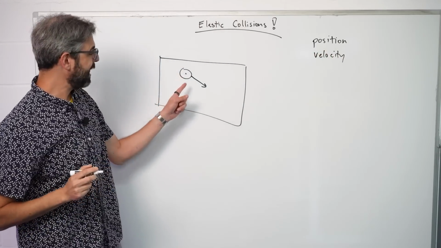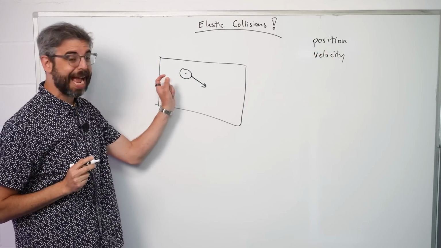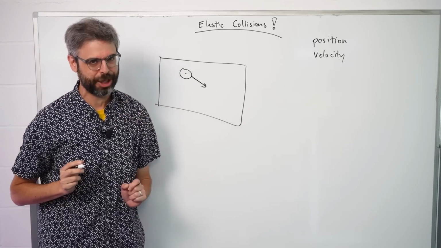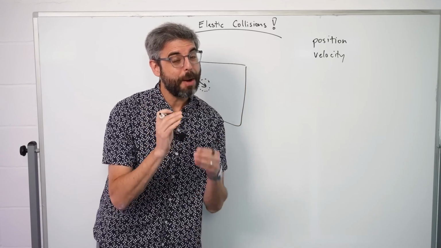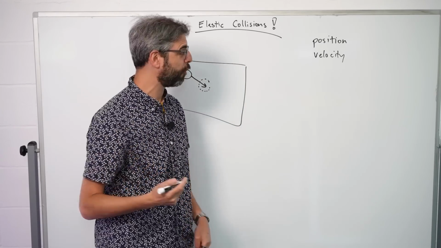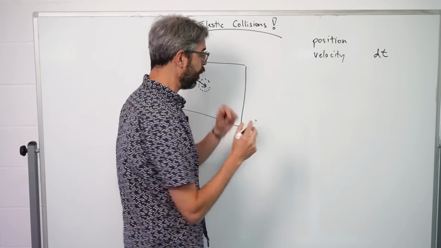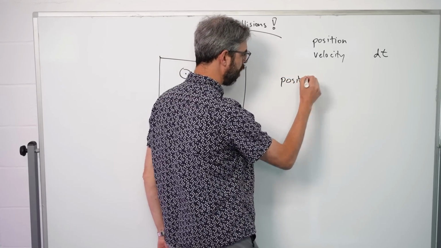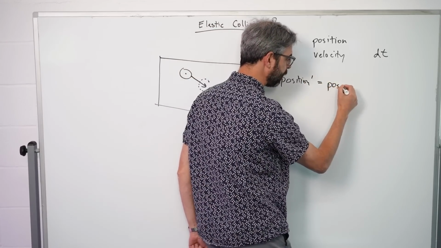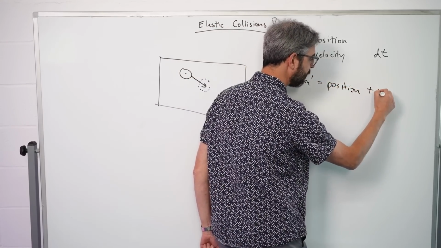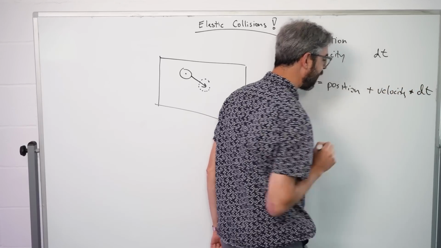The velocity is a vector, an arrow that's providing instructions as to where the next position of the particle should be. So after some amount of time, typically referred to as dt or delta time, the new position, often written as position prime, equals the current position plus the velocity times delta time.